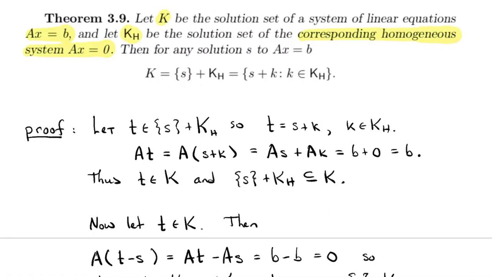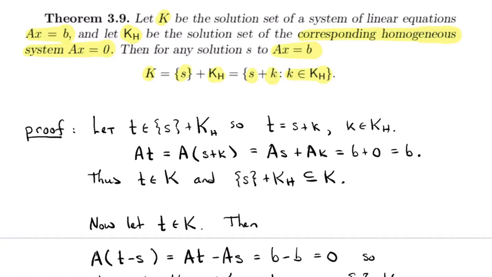What this theorem is saying is that the set of all solutions, K, to the system AX equals B is found by taking any one of those solutions, any S, and adding to it all of the solutions of the corresponding homogeneous system. So you take your S, you add K to it, you let K run over all the homogeneous solutions, and the theorem says you're going to get every solution to your system.